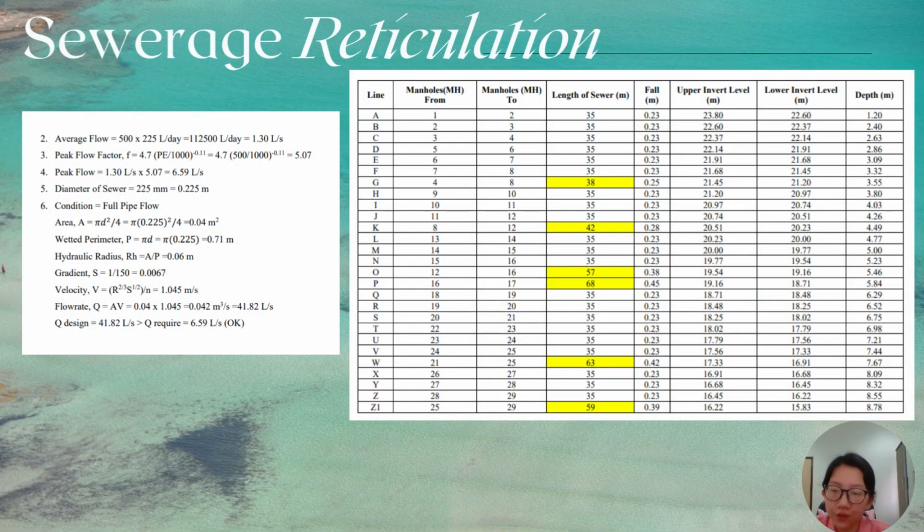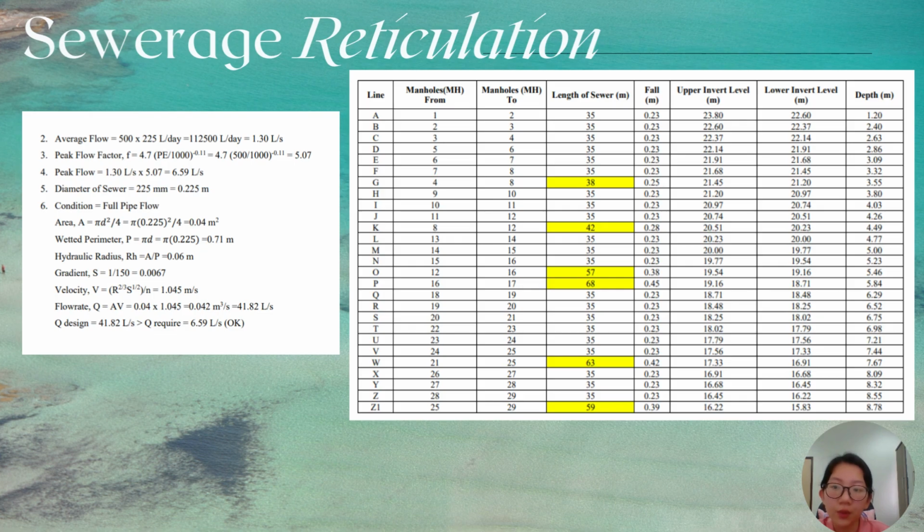Okay, the average flow is 1.3 liter per second, and the peak flow factor is equal to 5.07. Peak flow is equal to average flow times peak flow factor. The value is 6.59 liter per second. So the condition of the pipe is full pipe flow, and the area obtained is 0.04 meter square. The wetted perimeter is 0.71 meter. The hydraulic radius is equal to 0.06 meter.